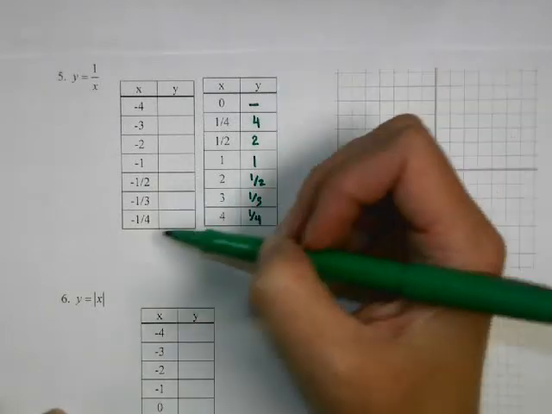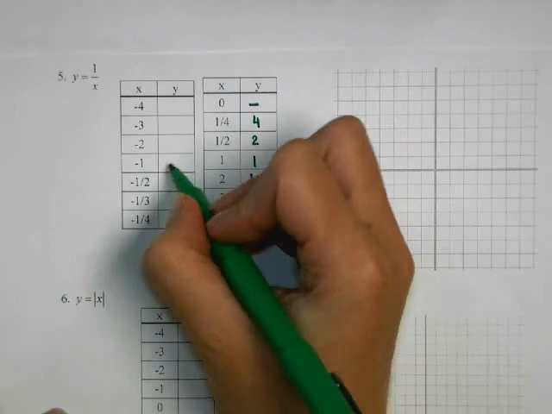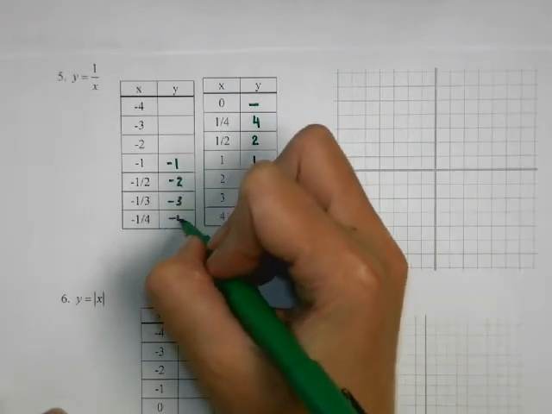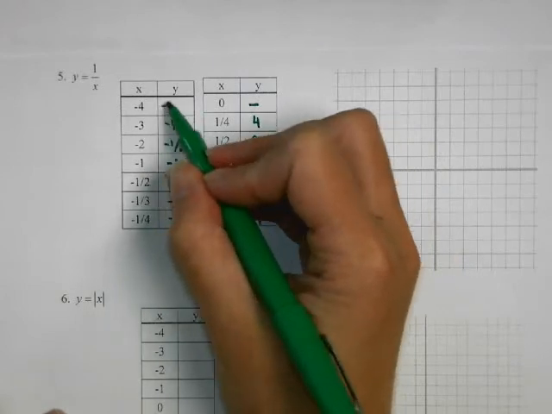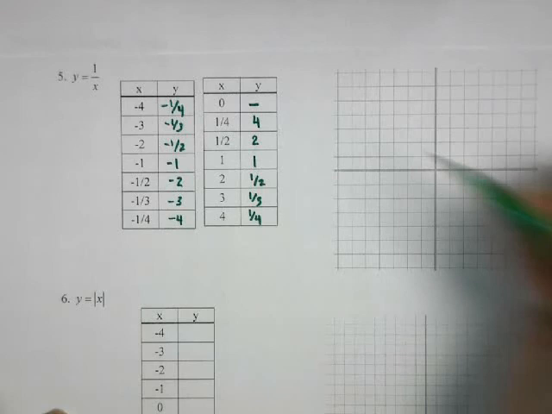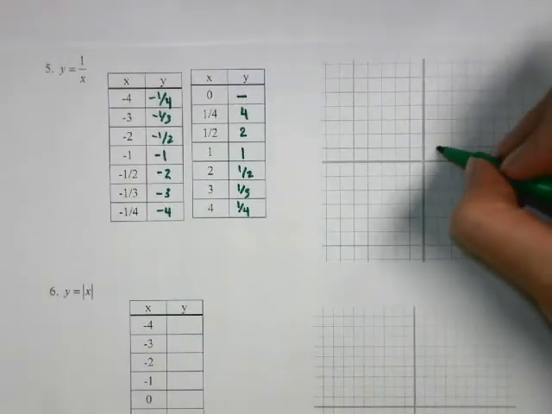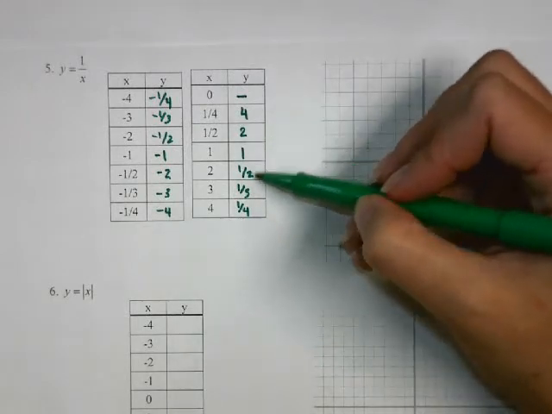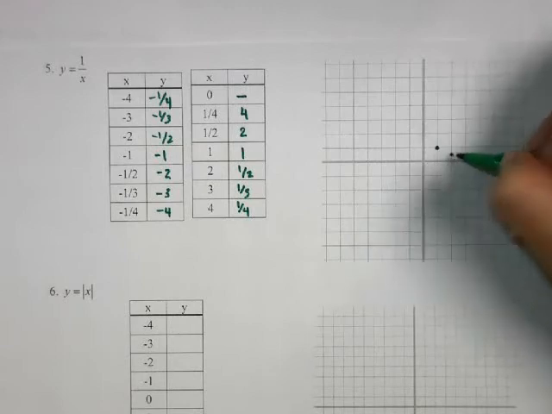Here, they're all going to be the same, just opposite. So this will be -1, this would be -2, -3, -4, -1/2, -1/3, and so on. So to graph this one, I'm going to start with 1, 1, and I'm going to graph these 3 numbers. So I'm going to do 1, 1, I'm going to do 2, 1/2, and I'm going to do 1/2, 2.